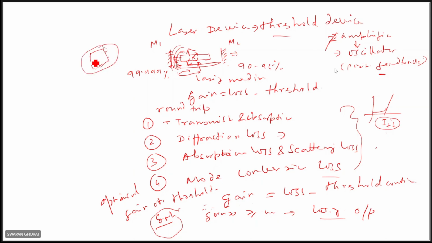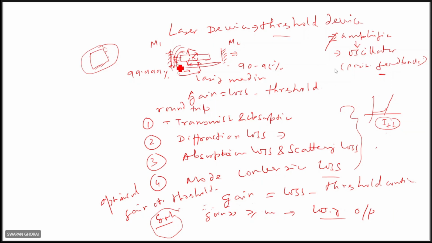So that's what I am representing. The two mirrors are there in laser devices, and in between there will be a lasing medium. This medium can be semiconductor, maybe gas, maybe solid. Now what happens whenever you give some current or some pumping? Initially there will be spontaneously emitted photons. You cannot avoid spontaneously emitted photons. These spontaneously emitted photons will be emitted in all directions.